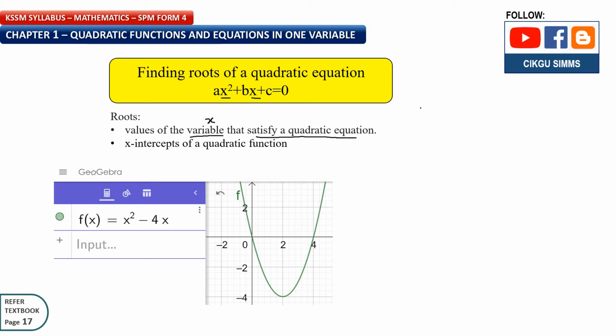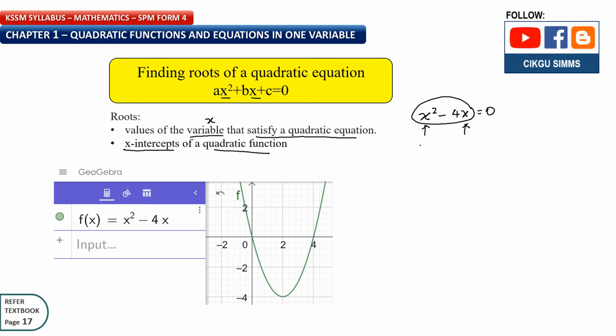That means, for example, if you have an equation x squared minus 4x equals 0, you need to find the value of x that makes this thing equal to 0, that satisfies this equation. And then the second thing is the x-intercept of the quadratic function.